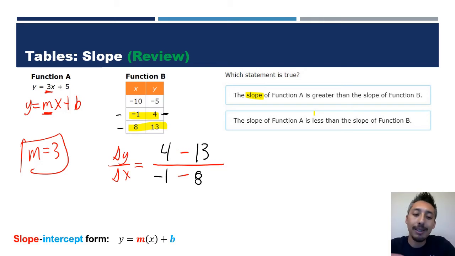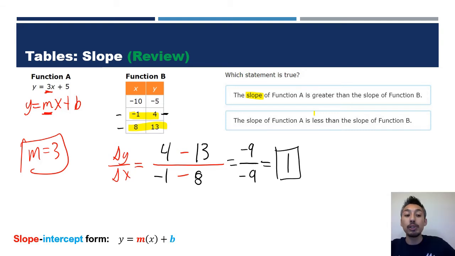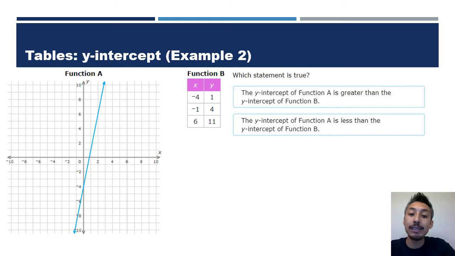And now let's just simplify. In the numerator, 4 minus 13 gives us an answer of 9, more specifically, negative 9. And in our denominator, we have negative 1 minus 8, which is also equal to negative 9. And if we simplify this out, negative 9 divided by negative 9 is a positive 1. So for function a, we have a slope of 3. For function b, we have a slope of 1. The slope of function a is greater than the slope of function b. So this is correct.